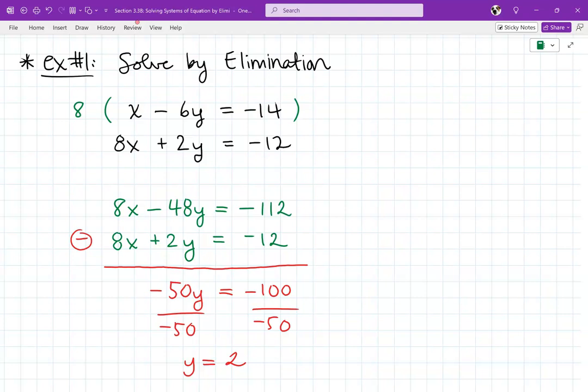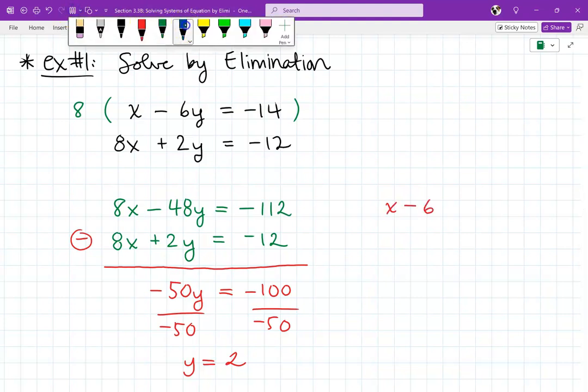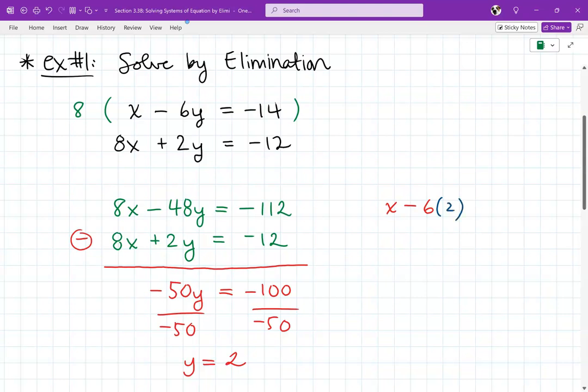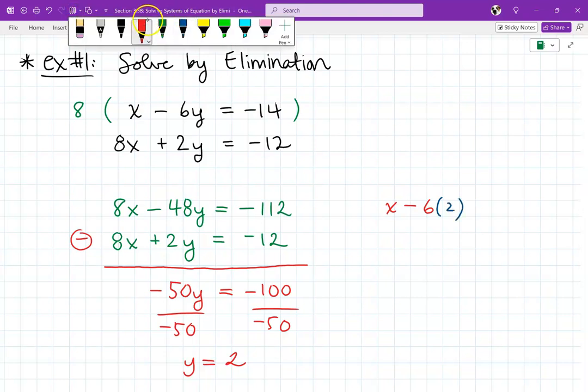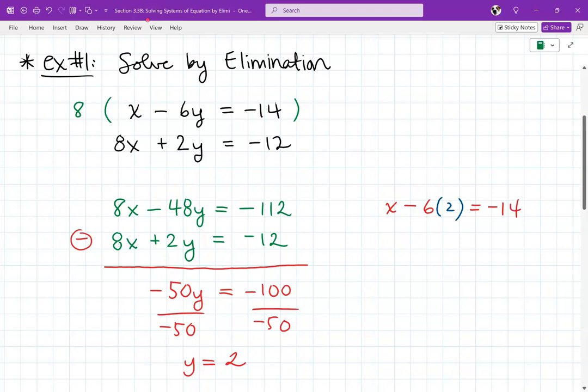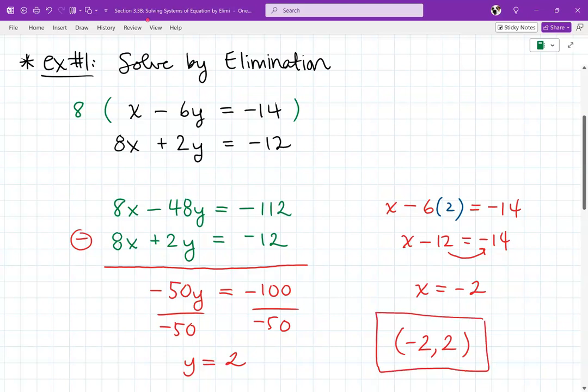x minus 6y. So x minus 6 and y is going to be a 2. So I'm just going to change the color here. Equals negative 14. So x minus 12 is negative 14. We'll move this negative 12 over. So that's x equals negative 2. So I just found my two solutions, my x and my y values. So let me put them as a point. Negative 2, 2. Remember, x goes first, y goes second.